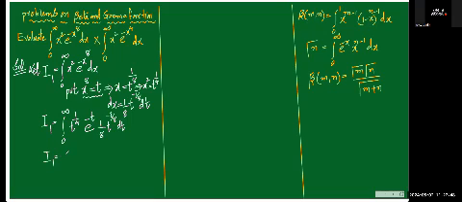1 by 8 is a constant term. 1 by 8 we can take outside. t is not the constant, t is a function here. Now we can merge these two.